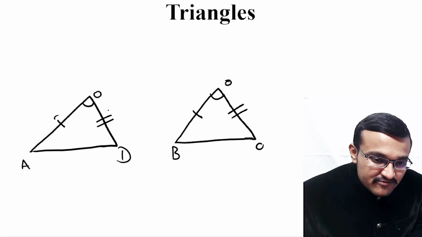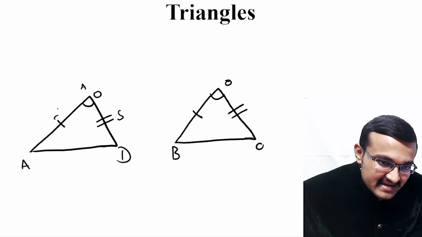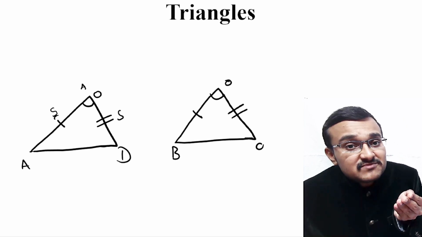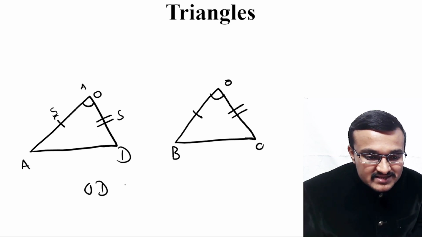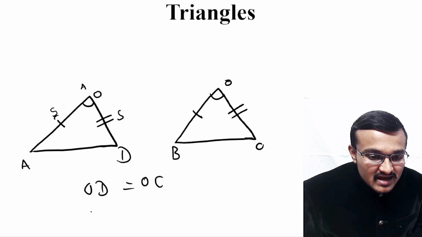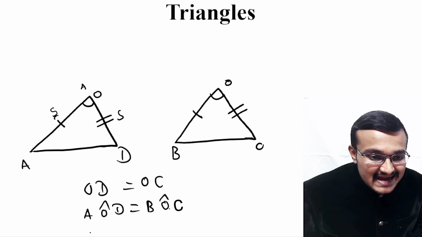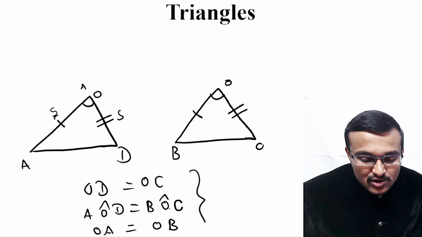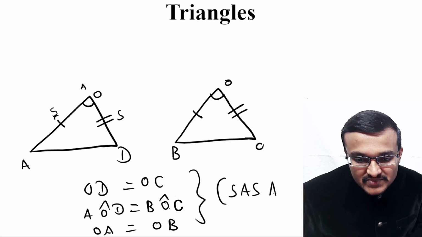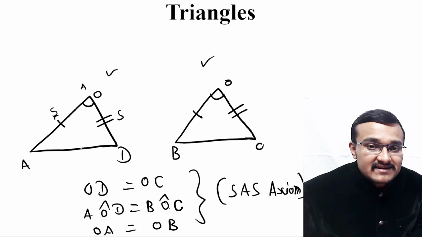So now you can see, if you go anti-clockwise, you can clearly see that the SAS axiom can be applied on these two triangles. That means here OD is equal to OC, angle AOD is equal to angle BOC, and OA is equal to OB. So according to the SAS axiom, triangle AOD is congruent to triangle BOC.